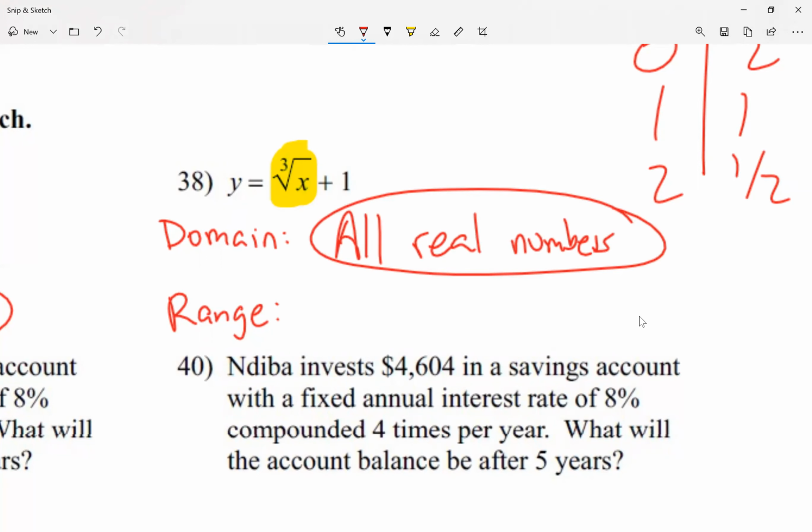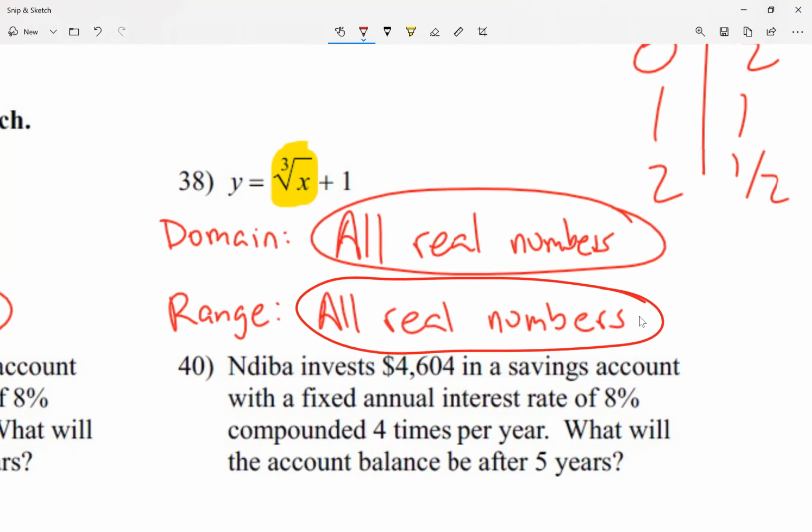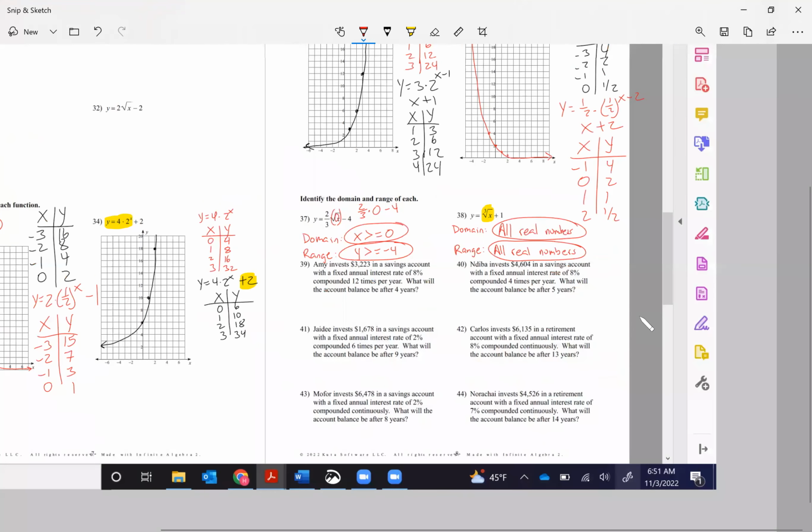Now my range, what's the possible y value that we can get? Because I can deal with negative x's, the cube root of a negative number will give me a very, very small number, right? A negative number. There's no limitation on this one. So for range, it's going to be all real numbers as well. And you do have to type that, all real numbers. Notice I capitalize the A. So when you type it, capitalize A as well.